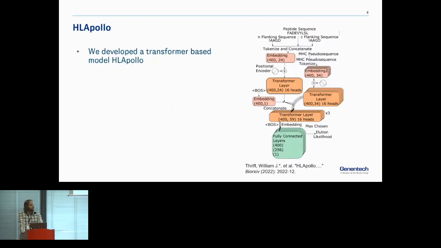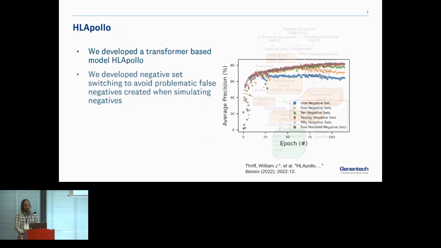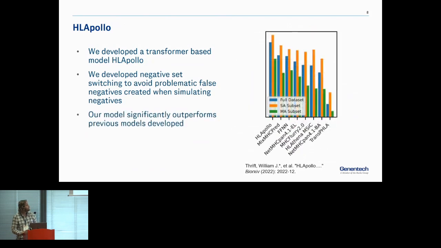So in this work, we produced our own MHC peptide presentation model, which we call HL Apollo. It's based on transformers. I won't talk too much about it. Just a quick plug: we had this really nice way of dealing with false negatives in our data set that enabled us to get really state-of-the-art results. And so that's why I'm considering it, not the existing models.